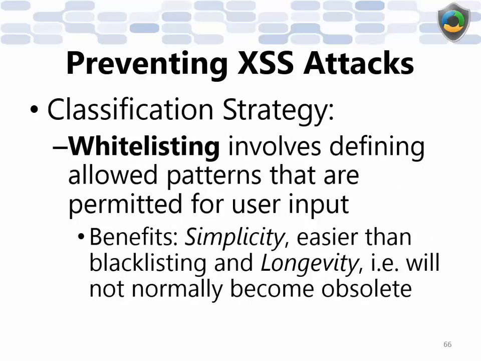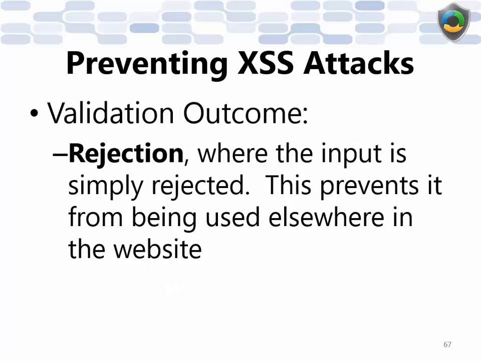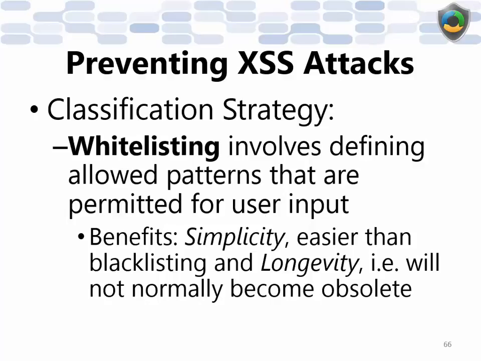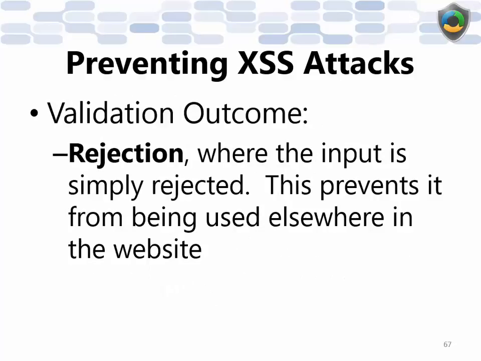All right, the opposite of blacklisting is whitelisting, where you define only allowable patterns, and that's what you allow in and nothing else. The benefit of that is it's more simple, it's easier than blacklisting, and typically it won't become as obsolete as fast as blacklisting. But still, it's problematic because sometimes what the user is putting into the system may now seem invalid, where indeed it's valid. So based on the blacklisting or whitelisting, you can reject, where the input is simply rejected. That's probably the safest way of doing things, but that may keep out things that should be put into the system.